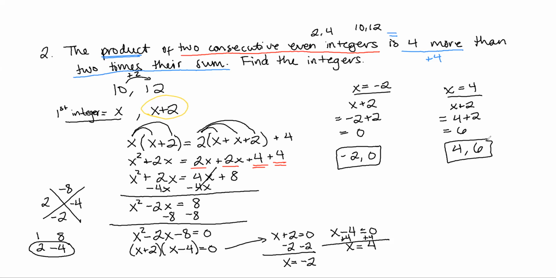So these, if we were to go back and look at them in the context of the original problem, they both work. So just remember, unless you're talking about the length or the width or something that has to be positive, we can have negative integers. So this is perfectly fine in this case.